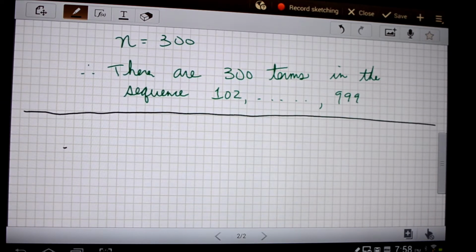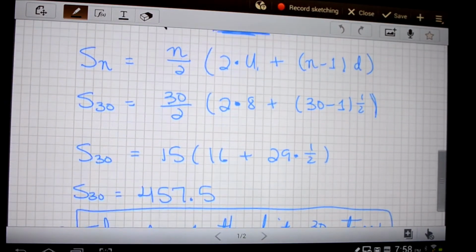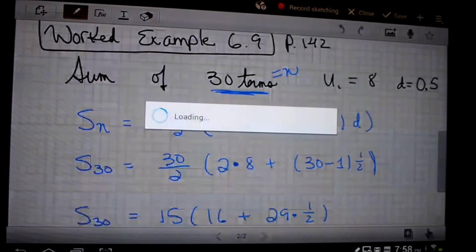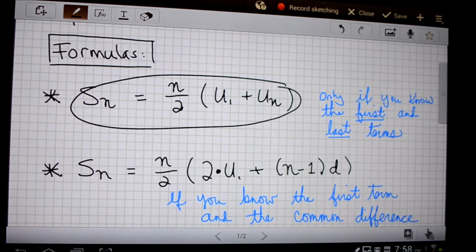The sum of the first 300 terms is equal to, and the formula is, I'm trying to think of it. I have to look it up. It's not coming to me. It's not on this page. There it is. n over 2 times (U1 plus Un).